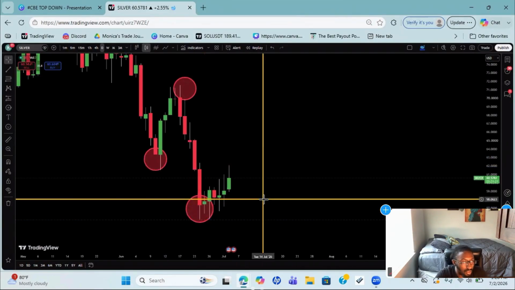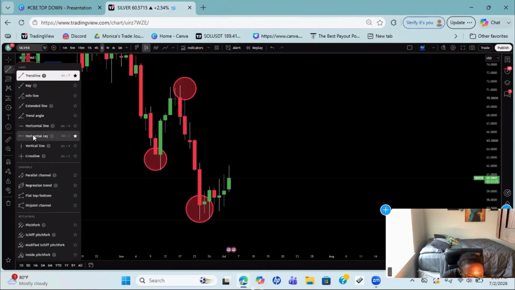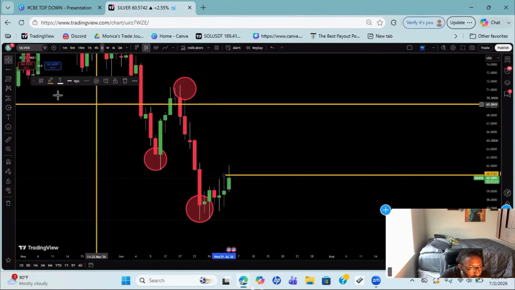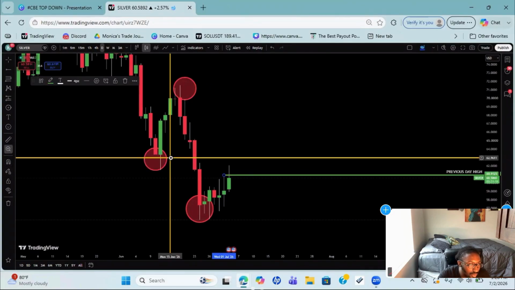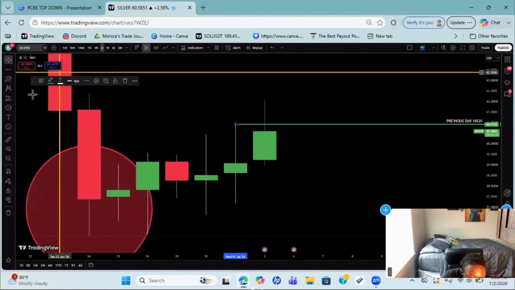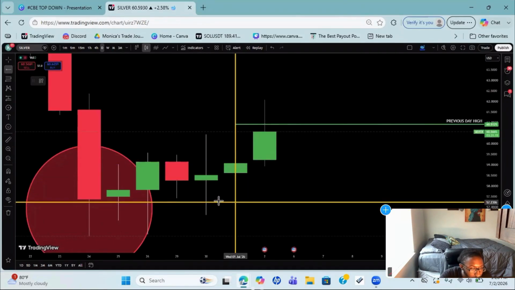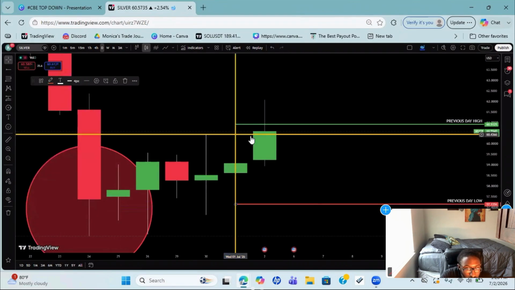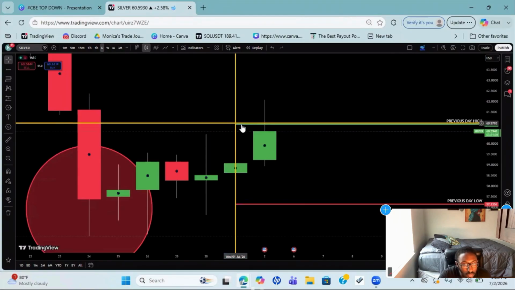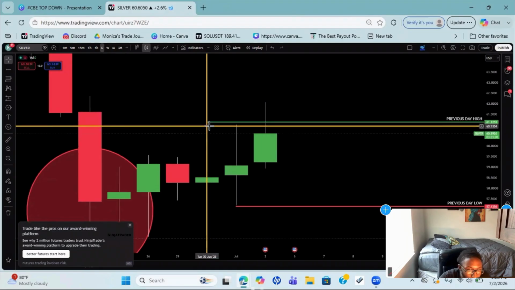Now we want to mark up the previous day high, previous day low. That previous day high and low candle seems to be like a doji. Let me zoom in for y'all. Boom, that's a doji, right? Wicks on both sides, close where it opened at, pretty much, but it's green. So we know it's a bullish doji, right? Boom.